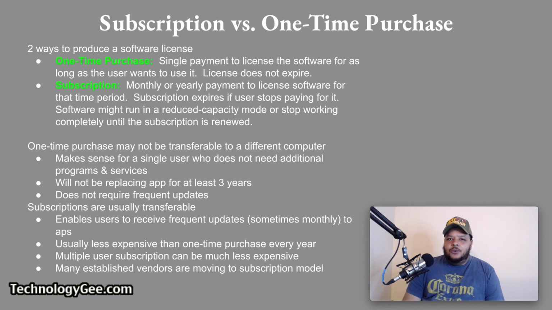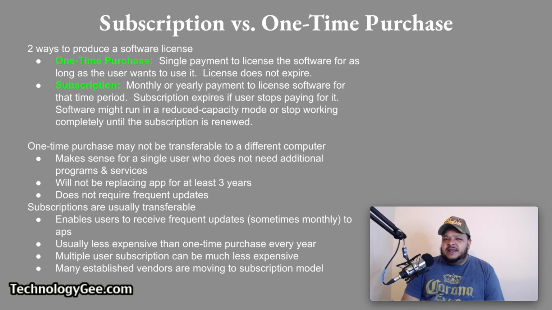Subscription versus one-time purchases. So there are 2 ways to produce a software license. You have a one-time purchase. This is a single payment to license the software for as long as the user wants to use it. A one-time purchase license does not expire. Then you have a subscription. This is a monthly or yearly payment to license the software for that time period. A subscription expires if the user stops paying for it. The software might run in a reduced capability mode or stop working completely until the subscription is renewed.